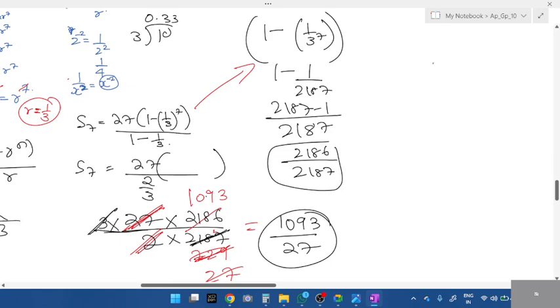Okay, when two equations are given, I taught you how to find R first. You have to find R, whether it is greater than 1 or lesser than 1, and the A value. Okay, we did one question yesterday and today. That's it. Copy this: 1093 divided by 27.